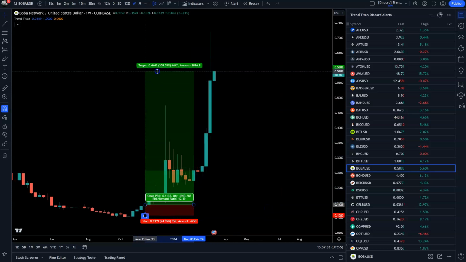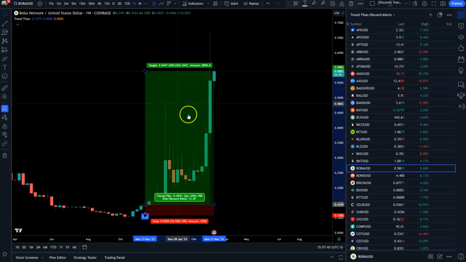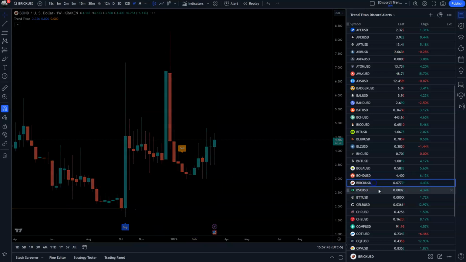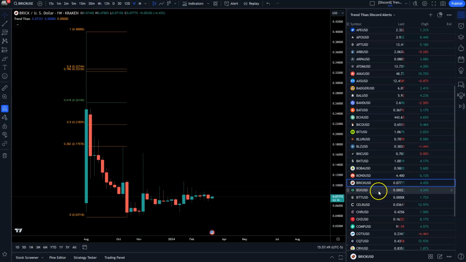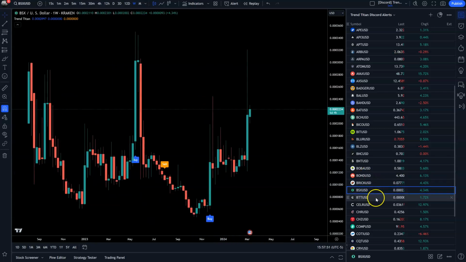And someone in this trade would currently be up 12R. So $1,000 risk would be $12,000 unrealized gain right now, right? Bond, brick. I mean, I could go through the whole list. There's no buy signals in brick yet. BSX. And again, these are weekly charts.